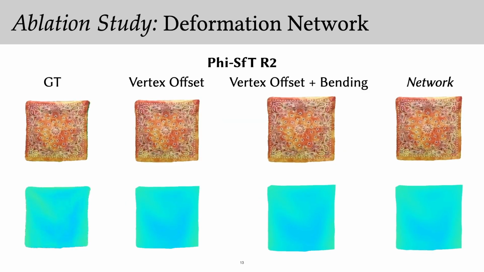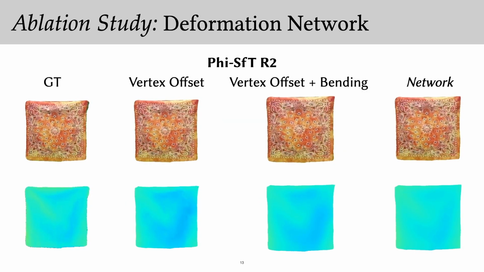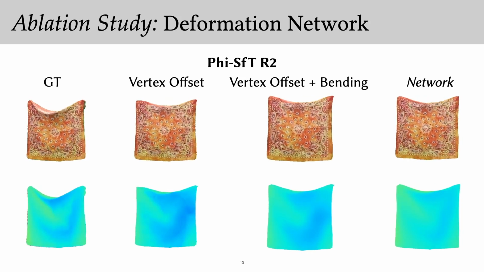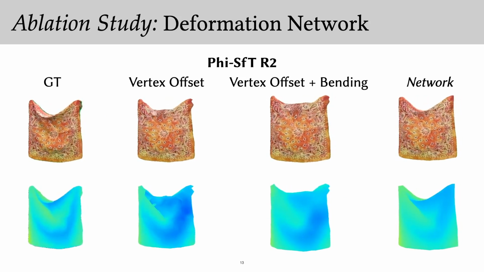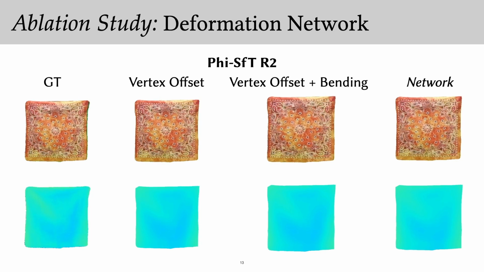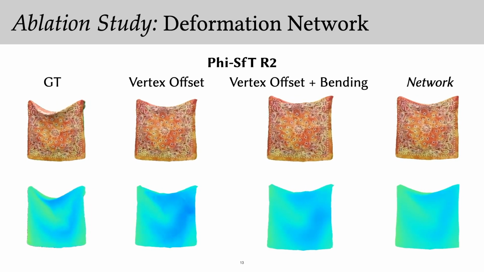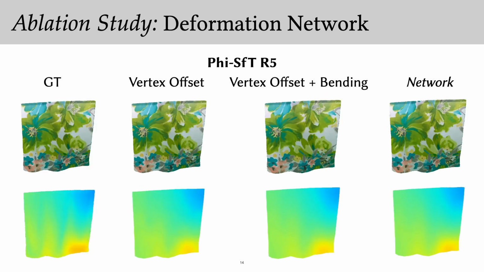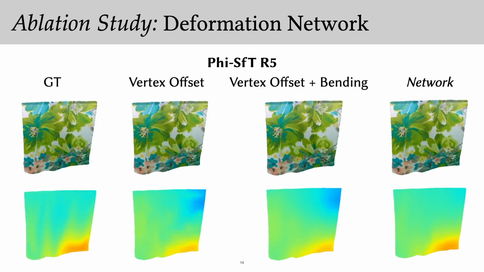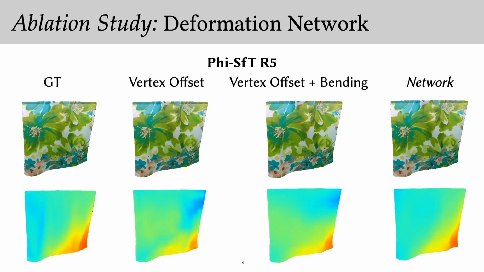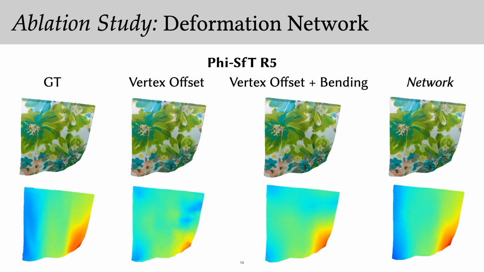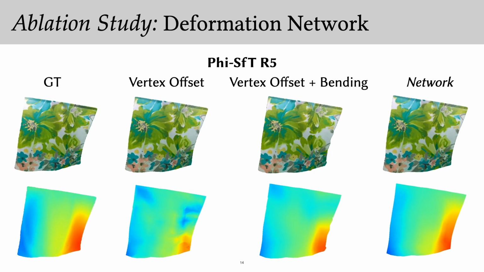Then, we also validate the usage of the deformation network. Predicting vertex displacements directly leads to artifacts. Adding bending energy smooths the surface but still gives high error in the depth map. In contrast, the deformation network naturally produces smooth, high-quality shapes, avoiding the need to balance a bending term against the vision losses.